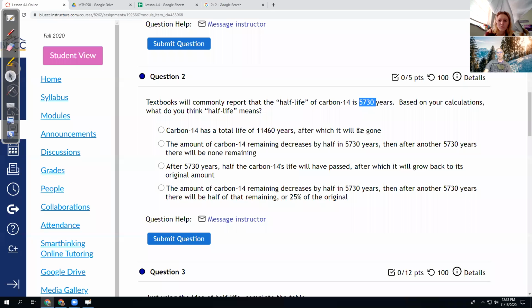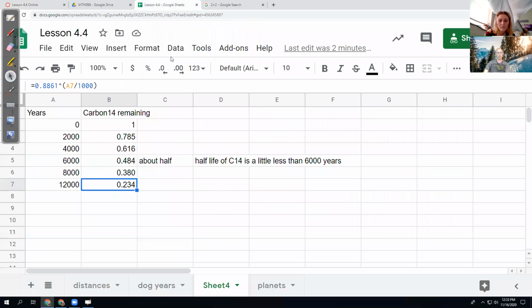One of these said that it would be gone after 11,460. So if you take 5,730 and double it, you get 11,460. So I could plug that number into my spreadsheet, see what happens. 11,460, my spreadsheet says I get exactly a quarter, which is half of a half, right?